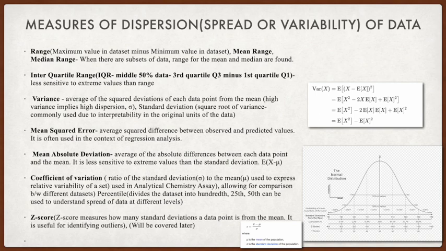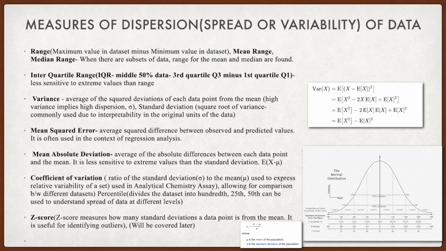Mean squared error is the average squared difference between observed and predicted values. It is often used in the context of regression analysis. Mean absolute deviation is the average of the absolute differences between each data point and the mean. It is less sensitive to extreme values than standard deviation. The formula for it is E of |x minus mu|.